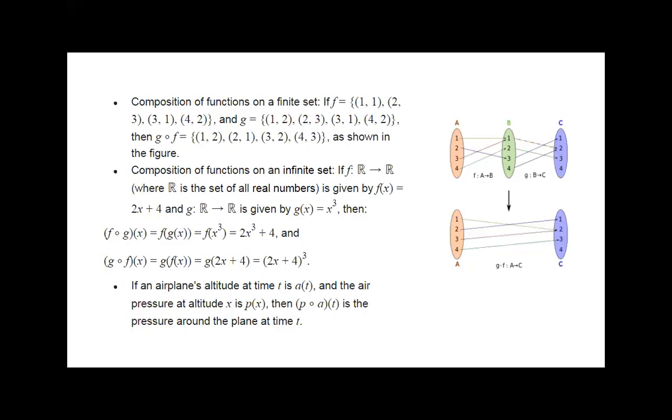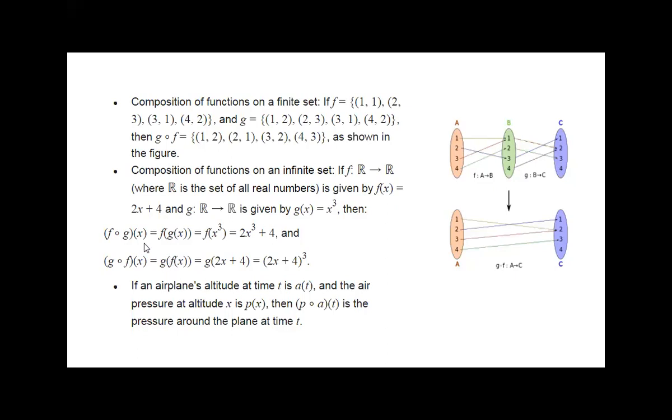In next lecture, we will start with composition of functions. With the help of diagram, you can get the idea of composition of functions A, B, and B, C. How the composition we are going to see is A to C here.